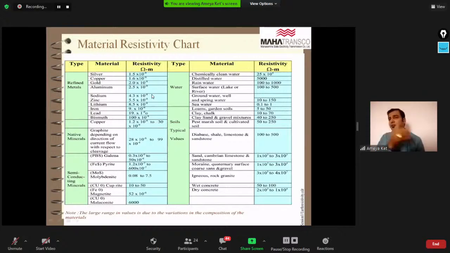Apart from this, why are we not going for silver, copper, gold, aluminum and all? Because we need to highlight many things, as we have already discussed, for the selection of material in terms of earthing. From a cost-effective, cost-beneficial point of view, we have selected galvanized iron. And one more thing I would like to highlight: chemically clean water has a resistivity of 25 into 10 raised to plus 4, not minus 4. Distilled water has a resistivity of 5000 ohm meter. So this type of resistivity response comes from the types of materials available.